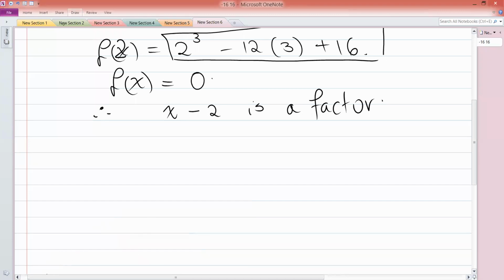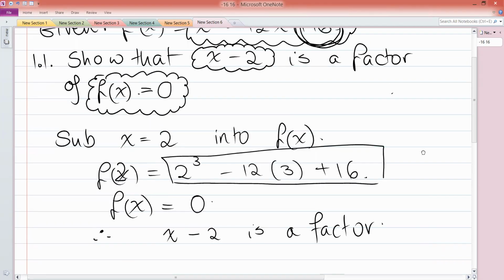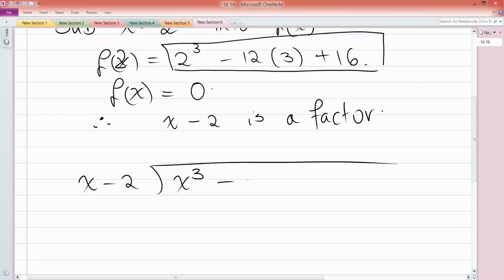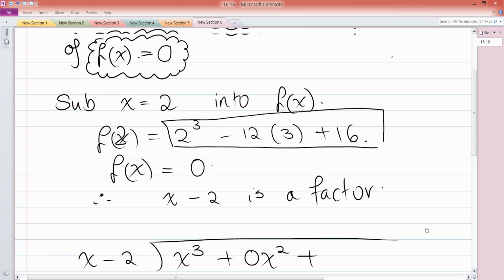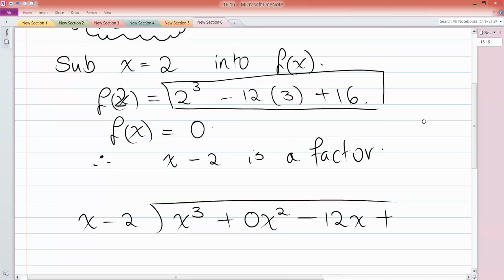So I do the dividing way because I think my students understood it better. So if x minus 2 is a factor, I want to divide it into x to the power of 3, minus, or you put a placeholder because there isn't an x squared. So you have to put that placeholder. Then the next one is negative 12x. And the last thing is 16.